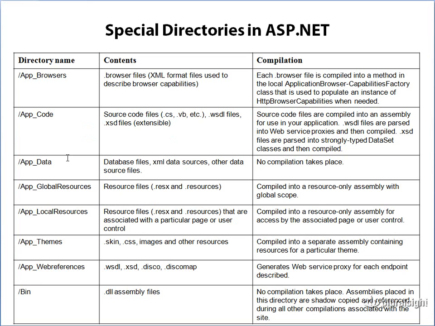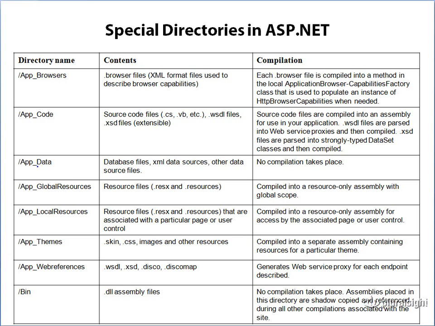Again, I'll just quickly summarize for you. So the app browsers directory is used for .browser files. That's an XML format for describing browser capabilities. App code is replacing code files. It also supports schema files for strongly typed data sets, as well as WSDL files. You can place those here for generating the web service descriptions. You can also put those in web references.